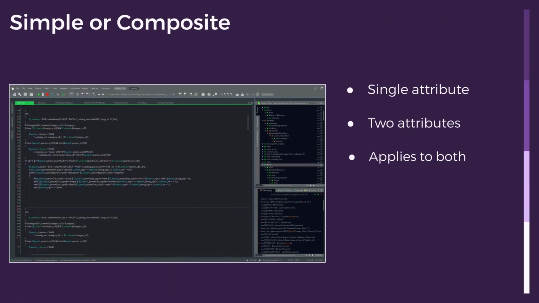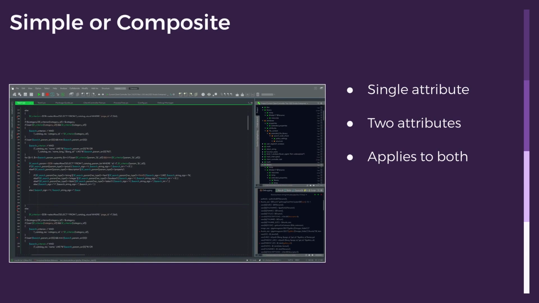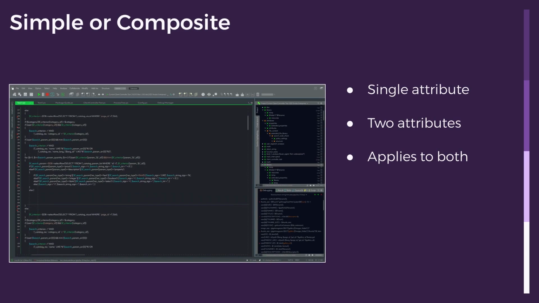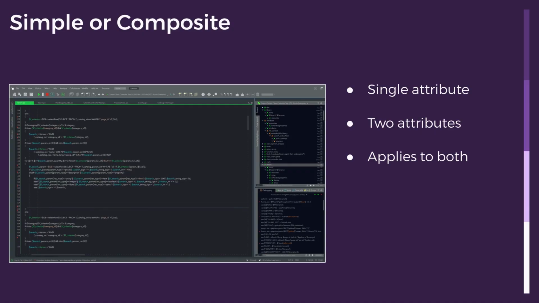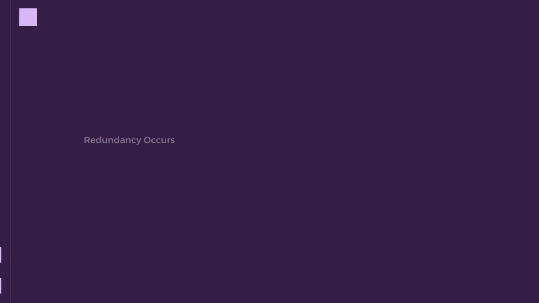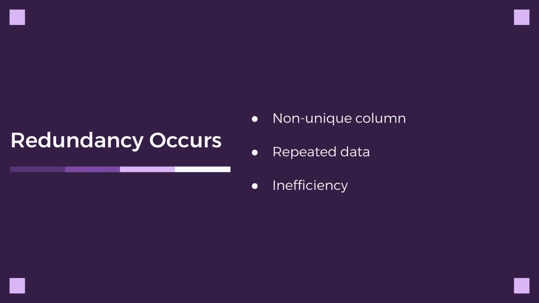In this context, the columns A and B can be either simple, meaning a single attribute, or composite, meaning two or more attributes grouped together. Functional dependence applies regardless of which type of column is used. Now that we understand functional dependence, let's look at the problem BCNF solves: data redundancy. Redundancy is created when a column depends on another column that is not unique.